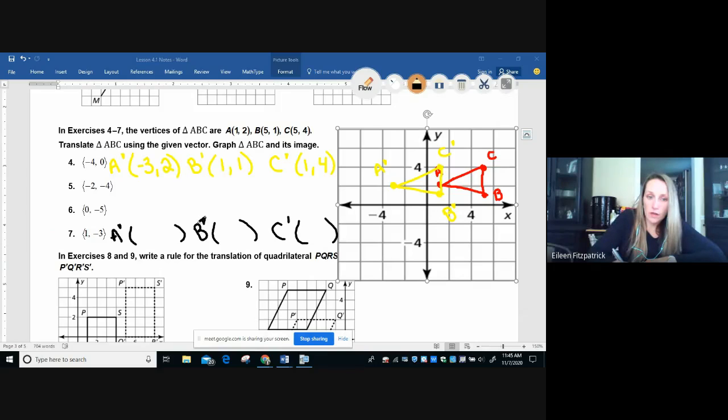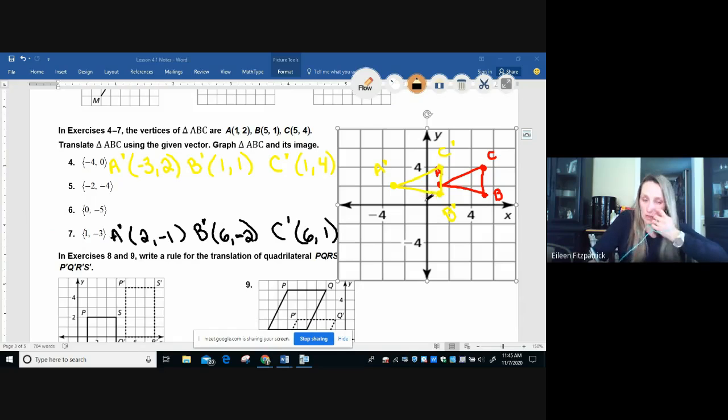The rule that I have to follow says move all the points 1 unit to the right, so I'm gonna add 1 to all the X values. So that's going to be a 2, a 6, and a 6. And then I'm going to subtract 3 from each Y. So that's going to be -1, subtract 3, that's going to be -2, -2, and subtract 3, that's going to give you a 1.